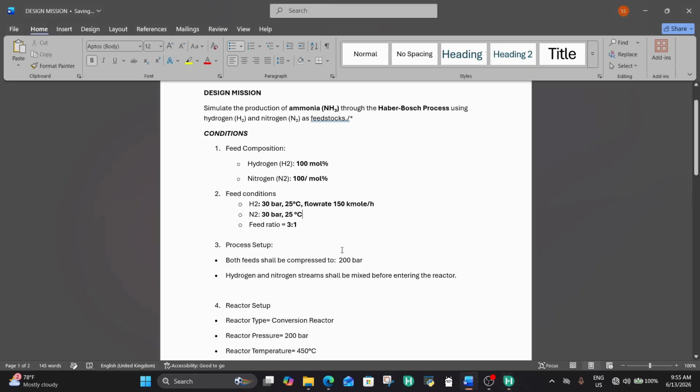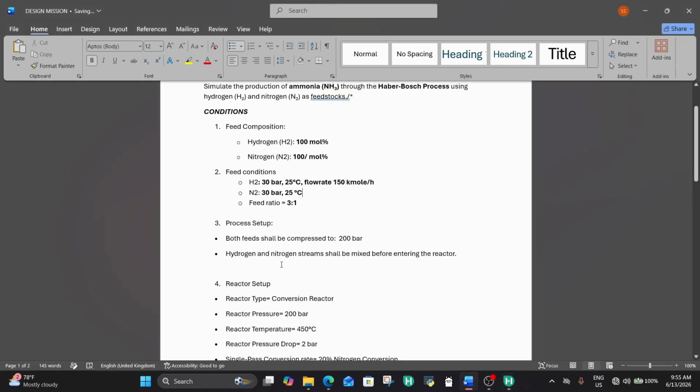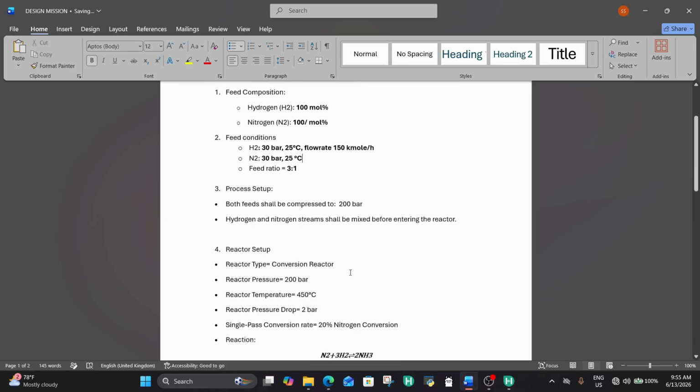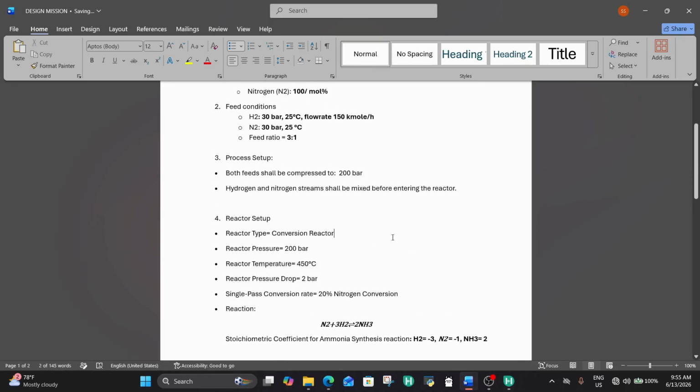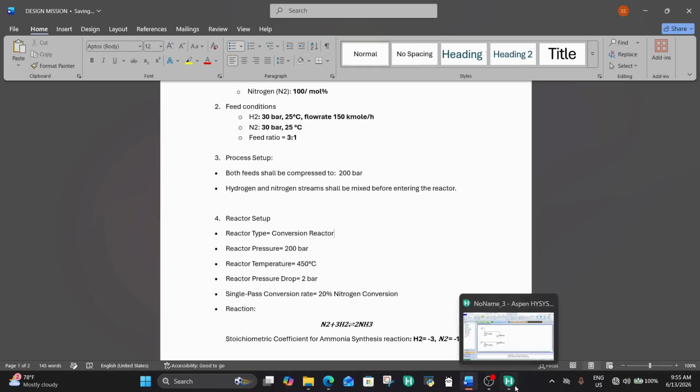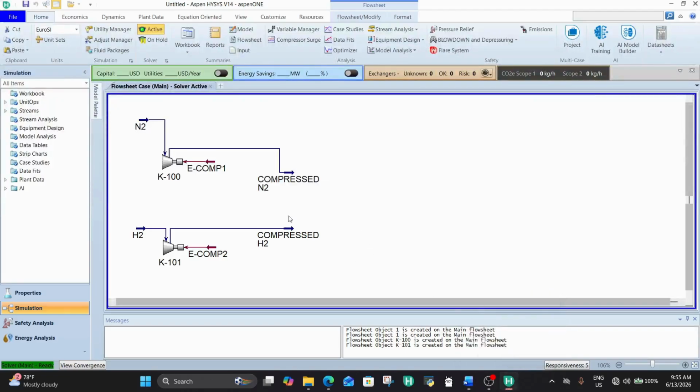So from our process setup, hydrogen and nitrogen streams shall be mixed before entering the reactor. Take note, our reactor temperature is 450 Celsius, and we're currently at 300 Celsius for both of our streams. That means we will be doing some extra heating before going into our reactor.